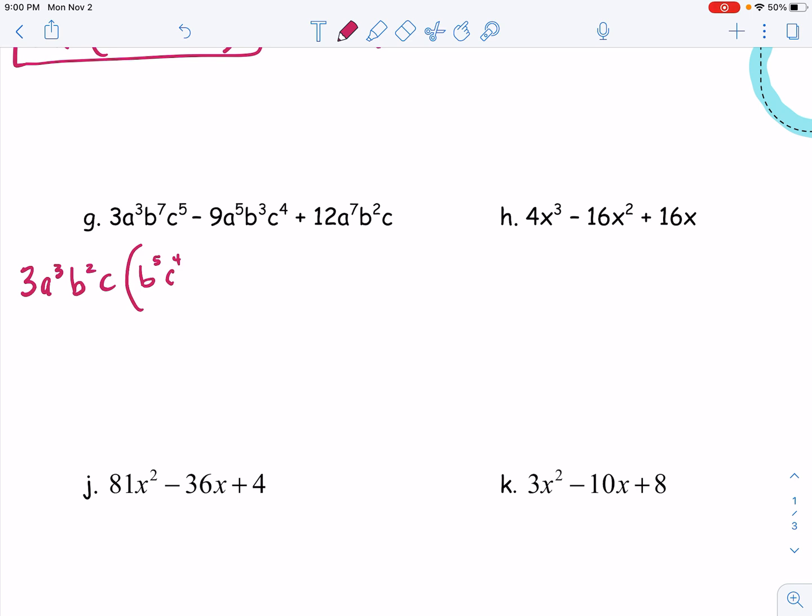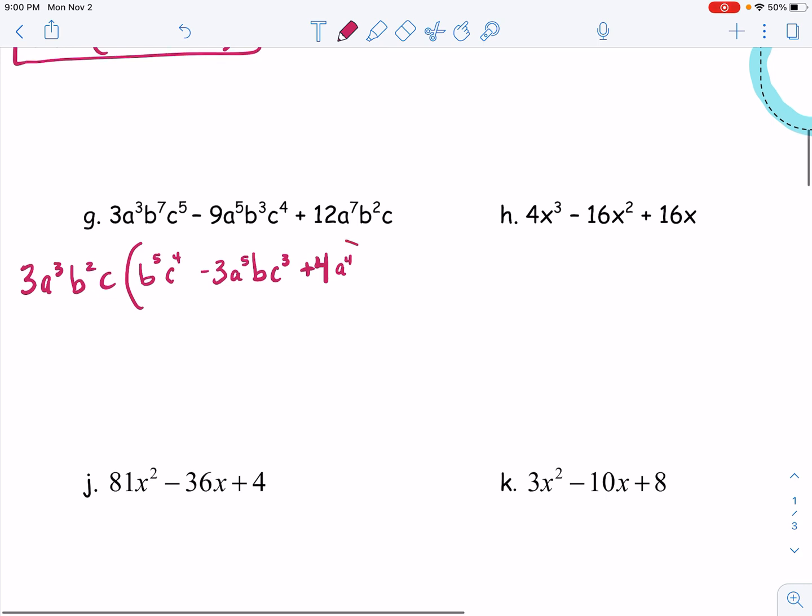Negative 9 divided by 3 is negative 3. A to the 5th divided by a cubed is a squared. B cubed divided by b squared is b. And c to the 4th divided by c is c cubed. 12 divided by 3 is 4. A to the 7th divided by a cubed is a to the 4th. B squared divided by b squared is 1. And c divided by c is also 1. I do not have to put those ones there. And so then that is completely factored as well.